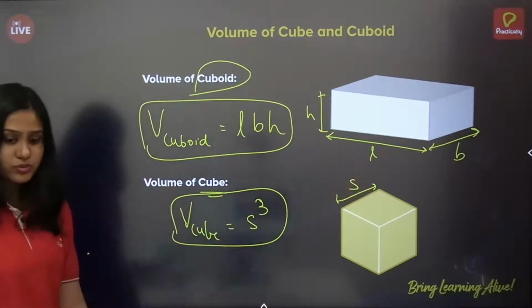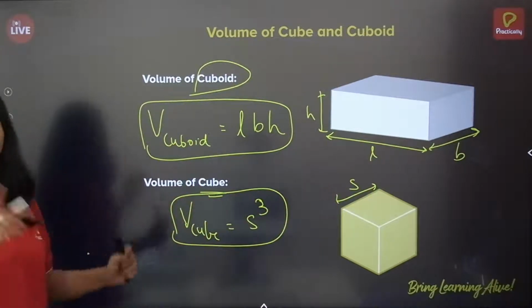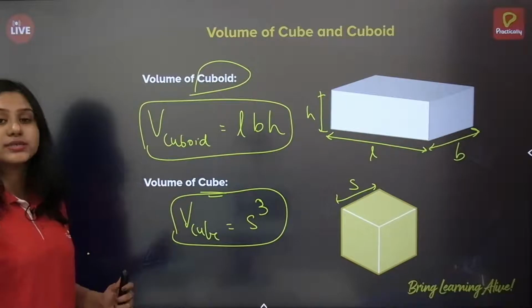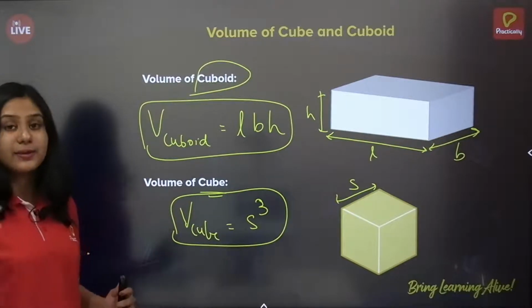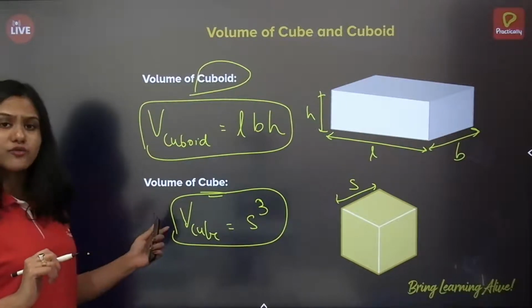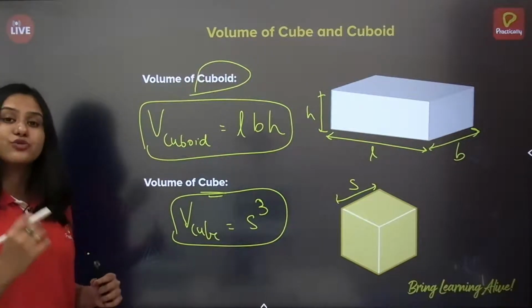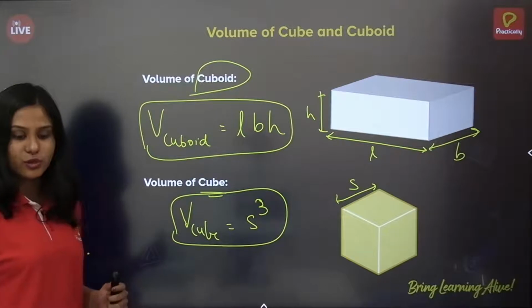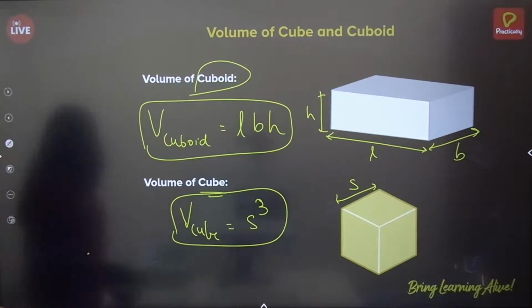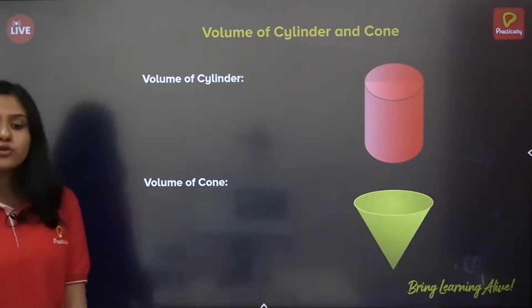Okay, all right. So what is the volume of cuboid? Repeat along with me. It is length into breadth into height, that is LBH. And what is the volume of the cube? It is S cube, where S is nothing but the length of the edge of the cube. Next, what is the volume of cylinder?